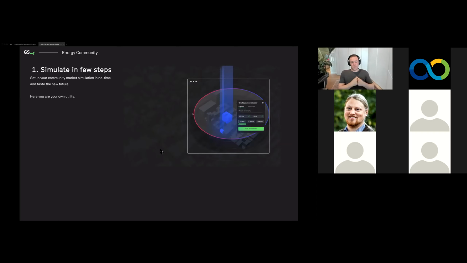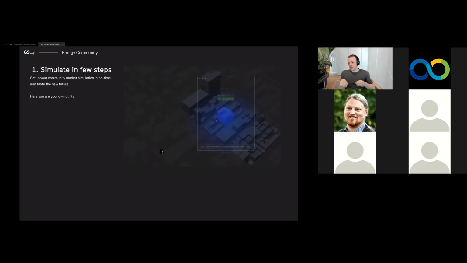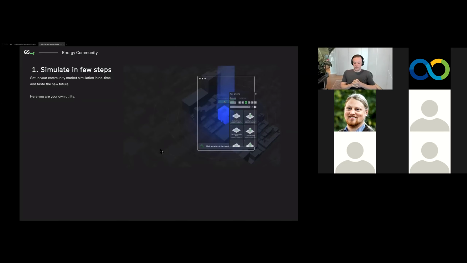This simulation environment enables the community, in a few clicks, to set up their houses, take template load curves or upload their own load curves and see how the trading would affect the balances, meaning would it make sense to put a battery in here and so forth. And in this environment, you basically are your own utility.